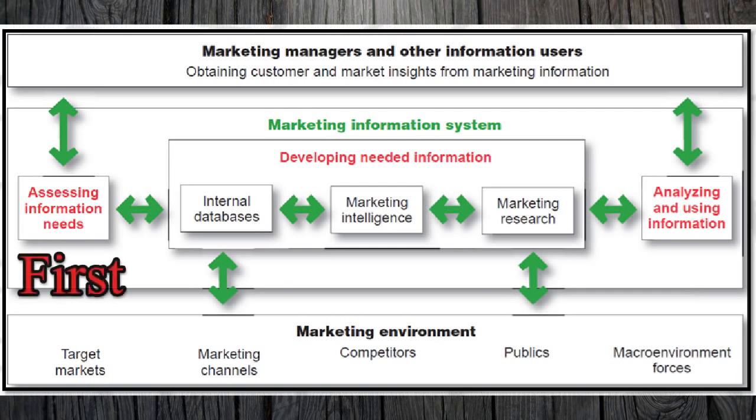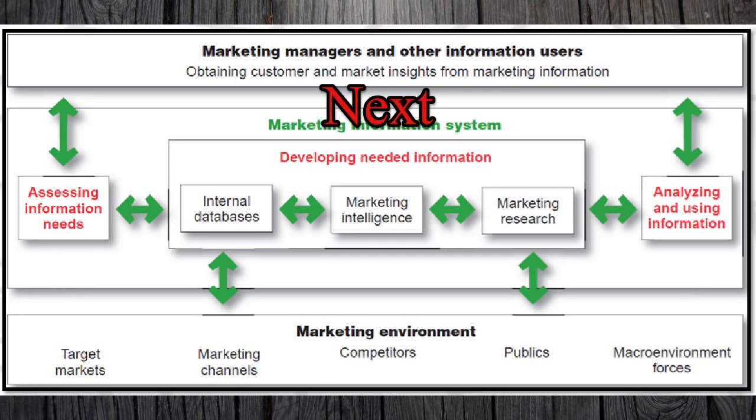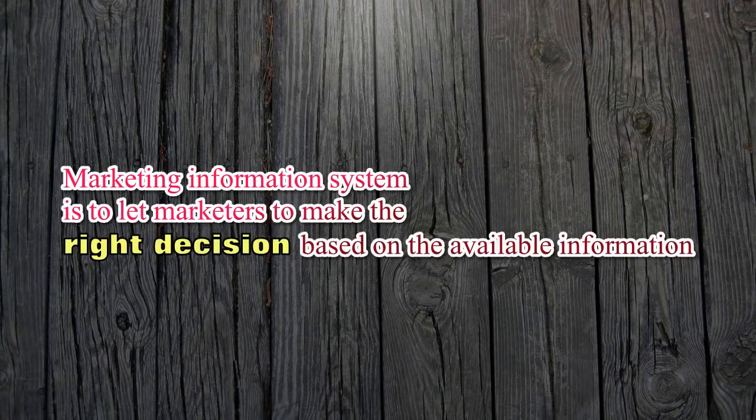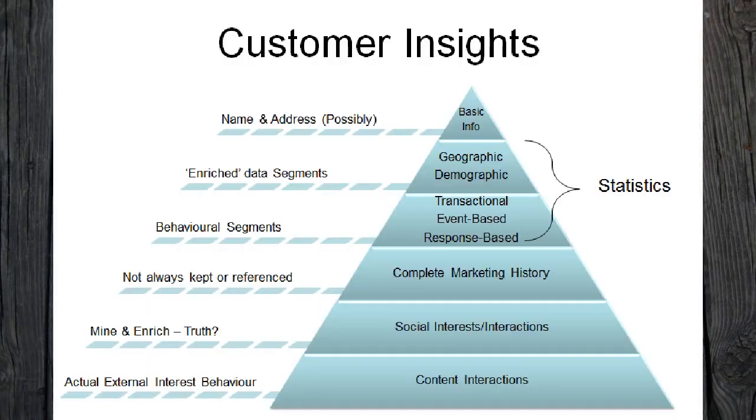Really? Yes. Marketers start by assessing user information needs. Then they develop the needed information using internal data, marketing intelligence, and marketing research processes. Finally, they make the information available to users in the right form at the right time. Therefore, the main objective of marketing information system is to let marketers make the right decision based on the available information.